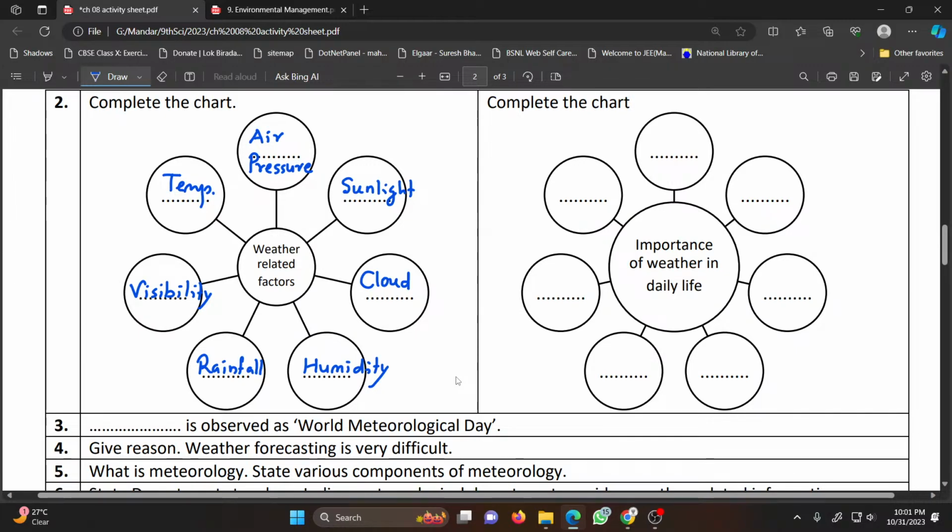Importance of weather in our daily life. So the diet is decided by the weather, that is food. Then clothing is decided by weather. Shelter, that means houses. Occupations are decided by weather.